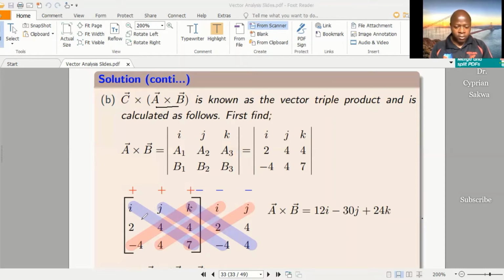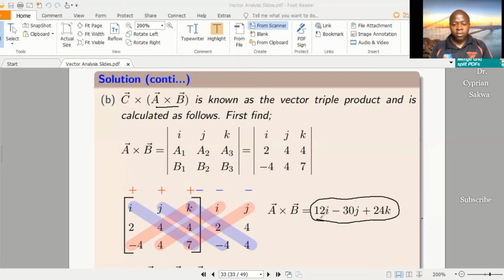So when we do the cross products, I take the whole of this matrix and insert it here. And then take these two columns and add them here. And then I have these diagonals. Multiply along these diagonals and add the result. Multiply along these other diagonals and subtract the results. We already know how to do that. And so that gives me A cross B.